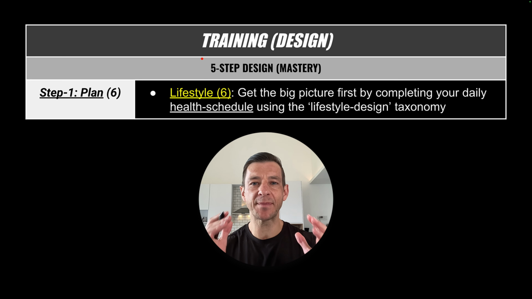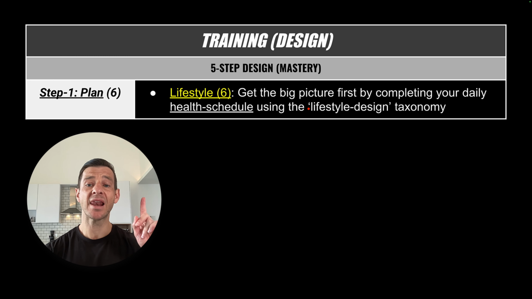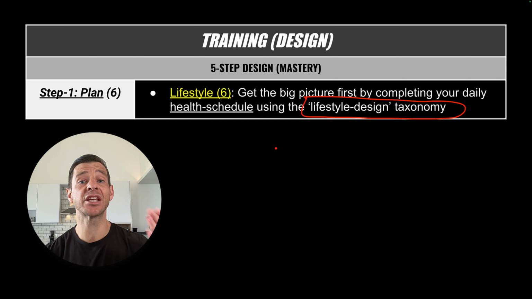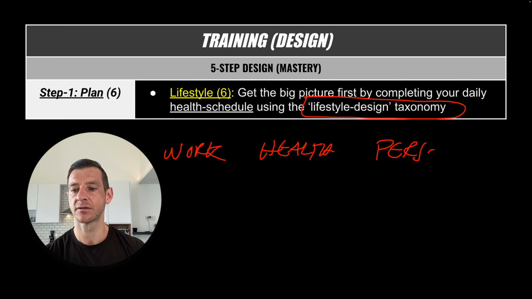The biggest mistake that people make is trying to incorporate a new habit without seeing precisely where it will fit in their daily life. In my lifestyle design taxonomy, I distinguish between 3 kinds of activities: work activities, health activities, as well as personal activities.